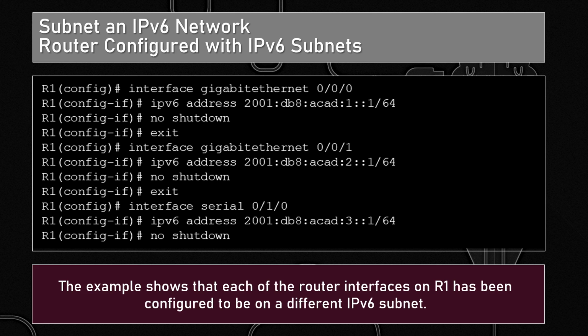Now let's look at subnetting an IPv6 address via the router. So here's our router to configure. We've got interface gigabit 0/0/0, IPv6 address 2001:DB8:ACAD:1::1. Then we've got 2::1 for 0/0/1, and we've got 3::1 for 0/1/0. In this case, our router only has 2 gigabit interfaces and one serial interface being employed.